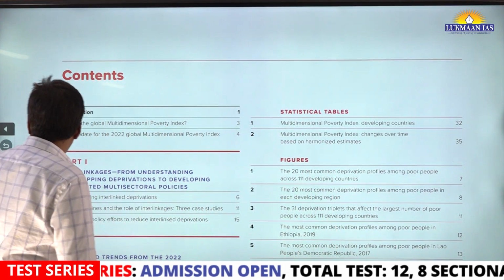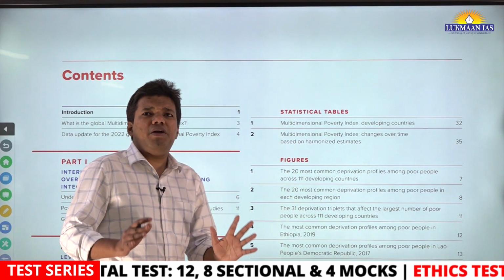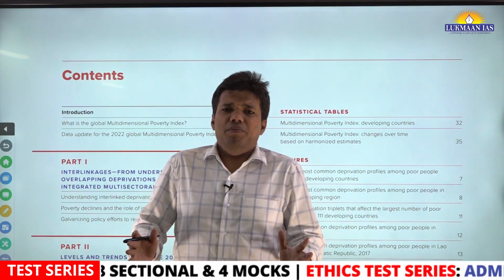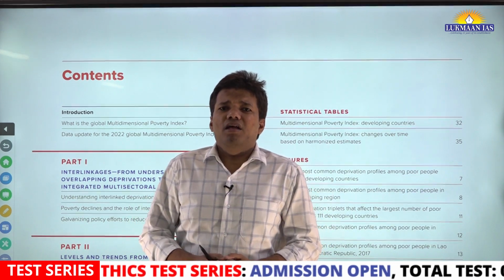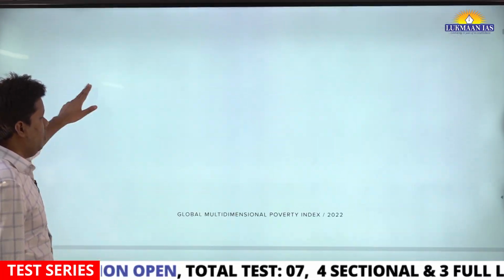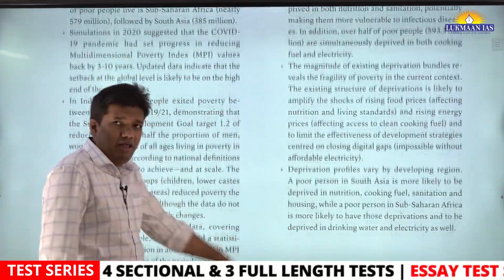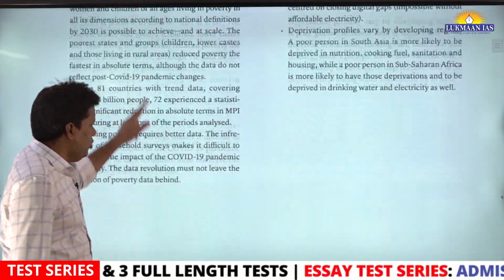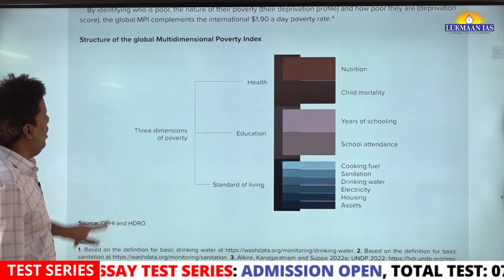So what is multidimensional poverty? The simple definition is it is not limited to monetary poverty. Monetary means it does not include only monetary aspects. The technical definition is it includes 10 indicators in total. It is measured on 3 parameters. One is health, second is education, and third is standard of living. You may see this diagram.